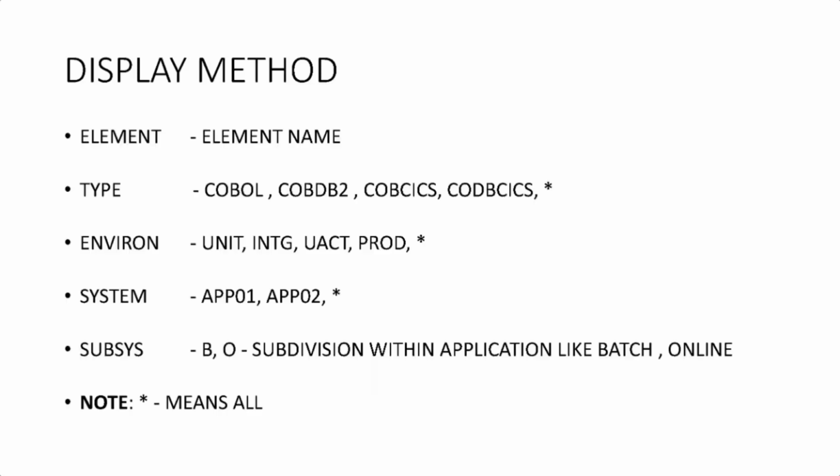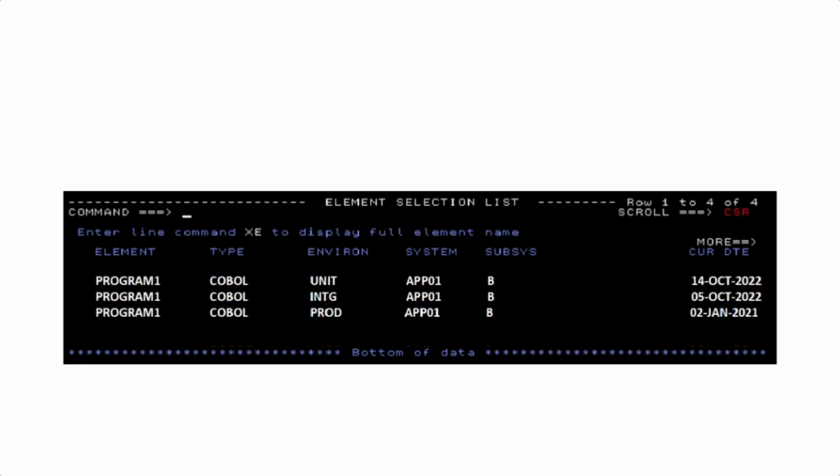Element name type is either COBOL DB2, COBOL CICS, COBOL DB2 CICS, whatever the setup done by the project. And for environment, there are four environments: unit, integration, ESCT, production. If we give star, it will show all the present elements. That is also something we will see later. System is application 01, application 02, whatever. Subsystem is batch or online, and it's a subdivision. So star means all. So I gave program one and all regions.